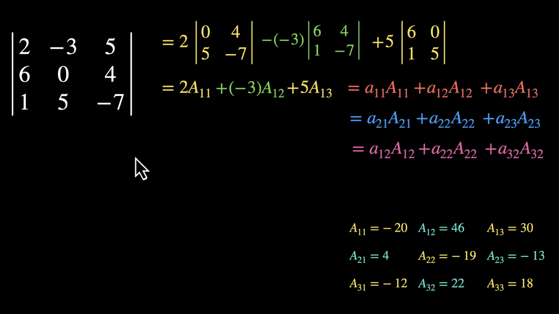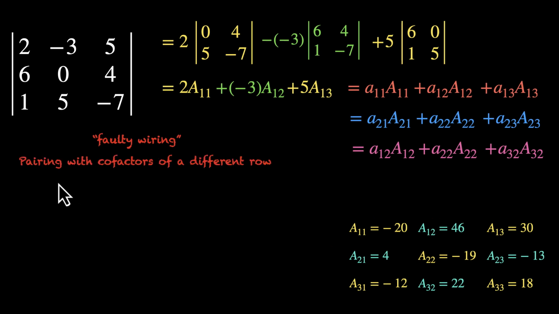But there's also something that I like to call faulty wiring. If we don't multiply with their corresponding cofactors, if we take the cofactors from a different row, we get something else. If we pair a11, a12, and a13, the elements of the first row, with the cofactors of the second row, let's see what we get. Pause the video if you want to try this out. You'll be surprised with the answer.